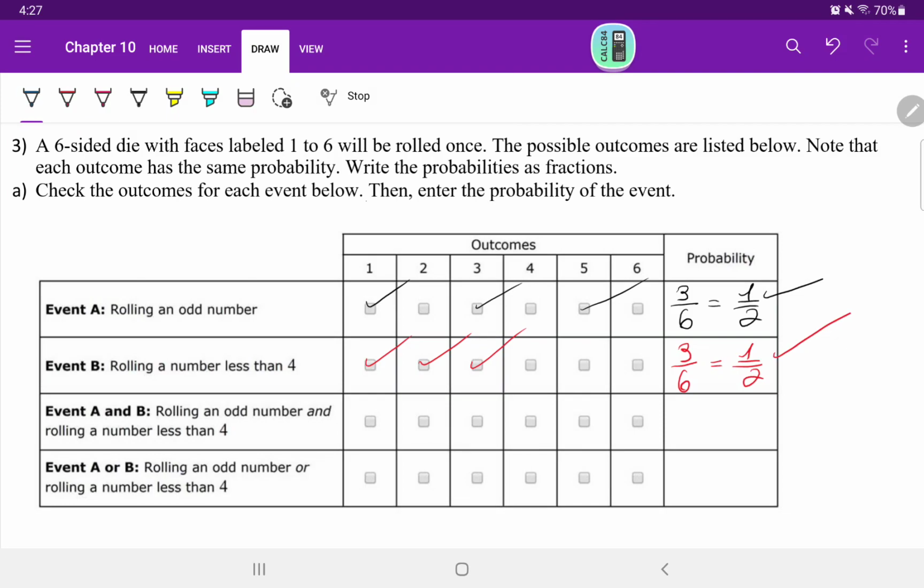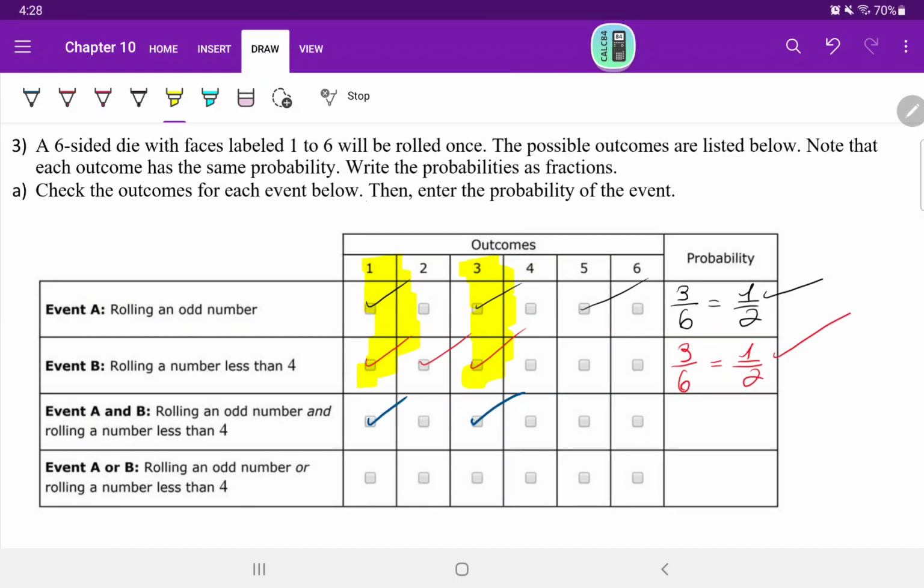Event A and B, rolling an odd number and rolling a number less than 4. So you want to roll an odd number that is less than 4. Both must be applicable. That is going to be 1 and 3. Remember, and is the intersection between the events. Events A and B intersect at the number 1, and they intersect at the number 3. That's why A and B will be the numbers 1 and 3.